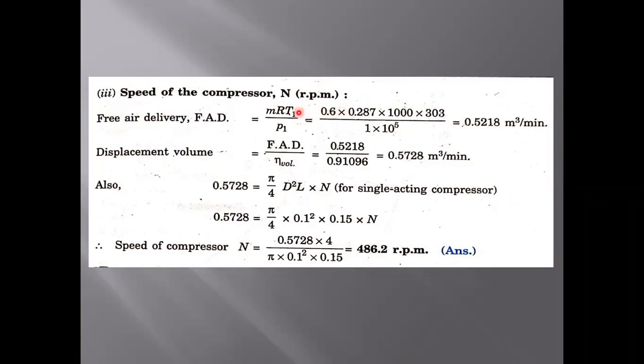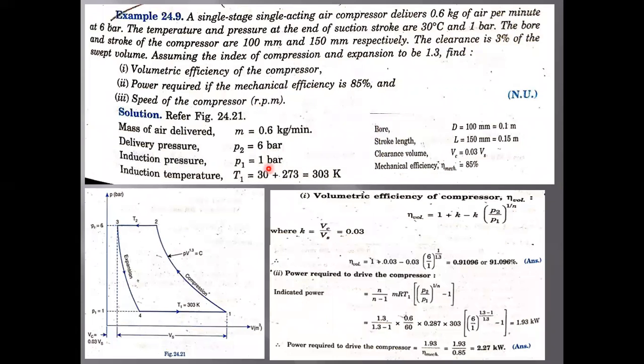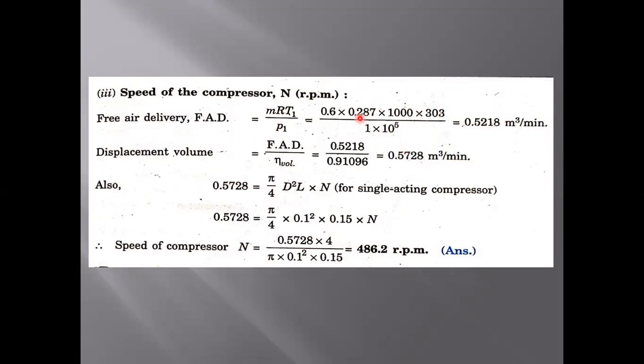So 0.6 into the R value, which we should take in joules here, not in kilojoules. So 0.287 into 1000, the whole R value in joules, and the T value, temperature in Kelvin only, 303, by P1. How much is P1? 1 bar. We need to convert that into Newton per meter square, 1 into 10 power 5. If we calculate the whole thing, you will get the V1 value, which is 0.5218 meter cube per minute.